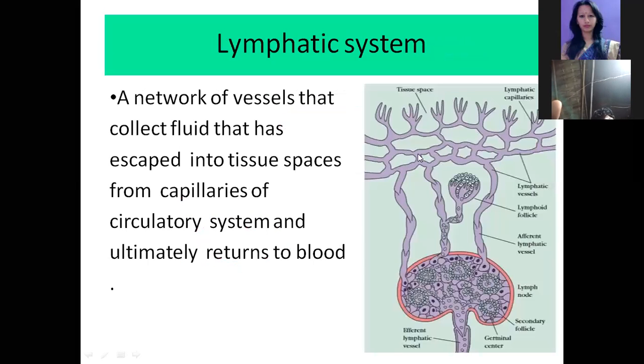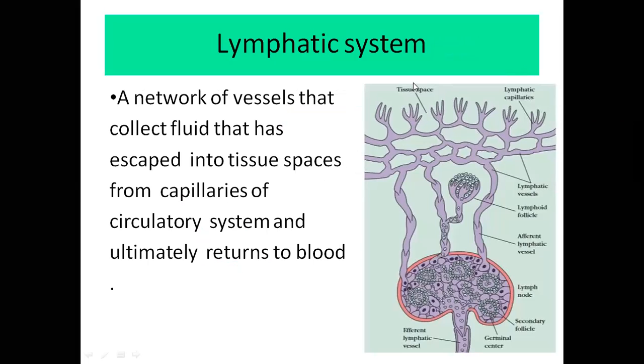So this is the lymphatic vessel where you find the presence of the lymph nodes. What is this lymphatic vessel? It is a network of vessels that collect fluid that has escaped into the tissue spaces from capillaries of the circulatory system and ultimately returns it to the blood. Just like the blood flows in our body through the arteries and veins, similarly there is a fluid called the lymphatic fluid, which flows in our body.